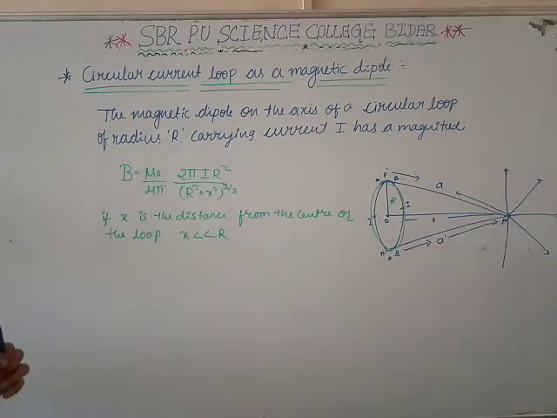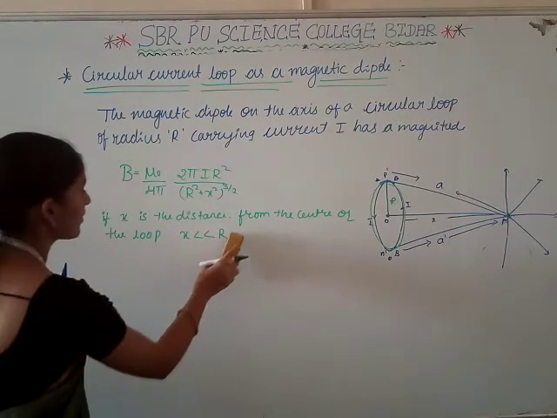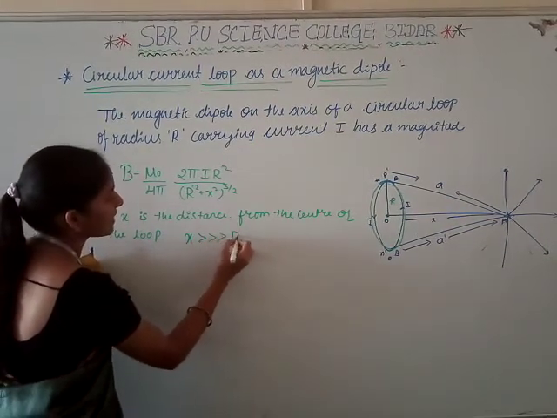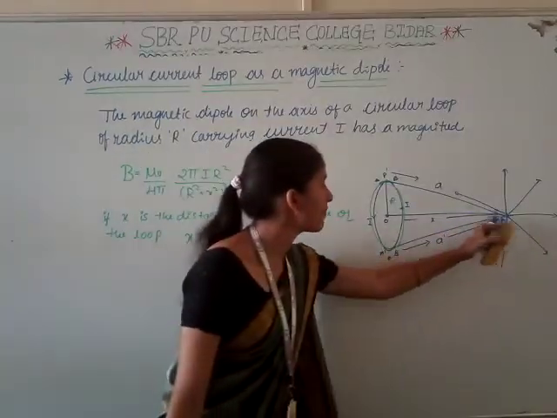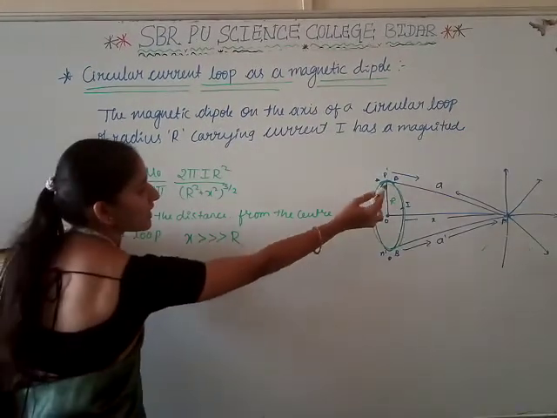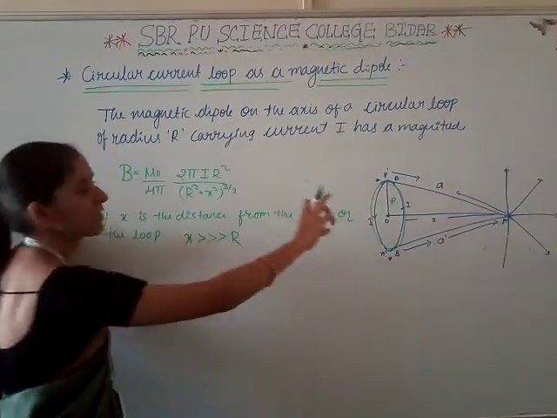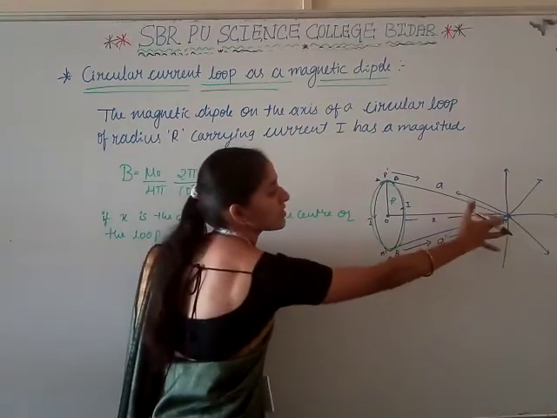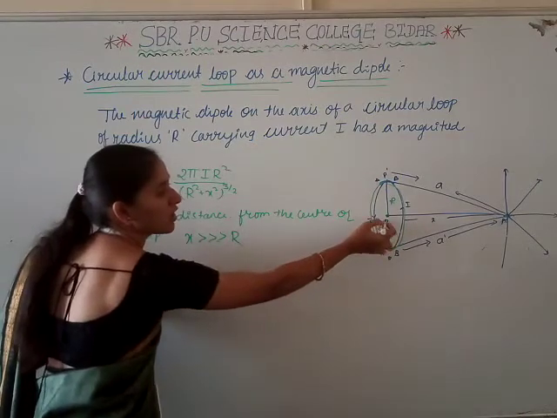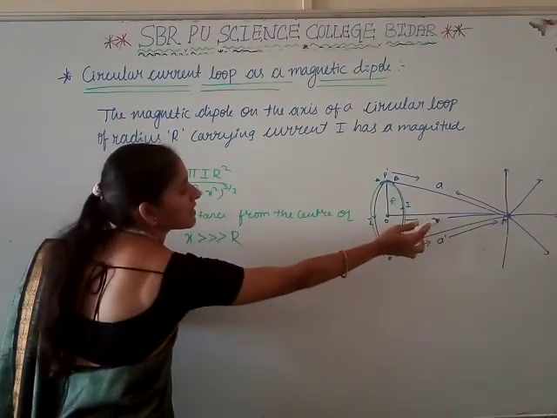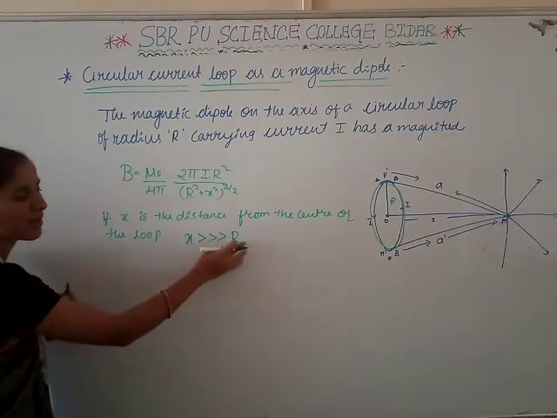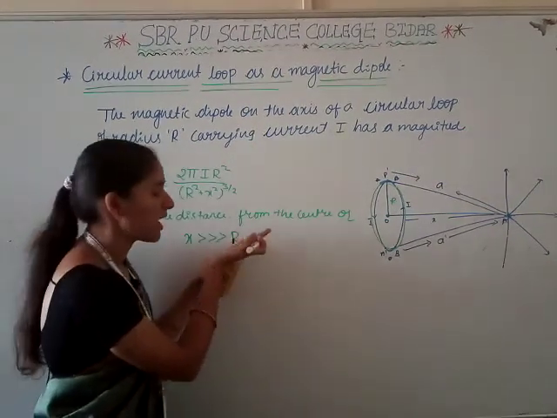Sorry, if x is greater than or equal to r, the distance between point P and the center of the circular loop is greater than r. R means radius. The radius of the circular loop is small compared to the distance between point P and the center O. When the distance is greater than the radius r, r is a smaller value, means r is negligible.